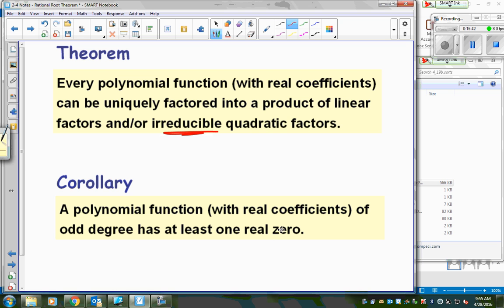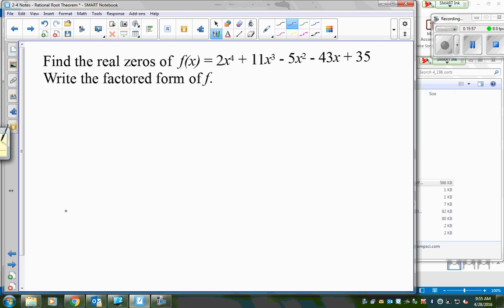And then this I'd already mentioned. It says if you have an odd degree polynomial, then it has at least one real zero. And so, even though it might not. All right, let's do this again.